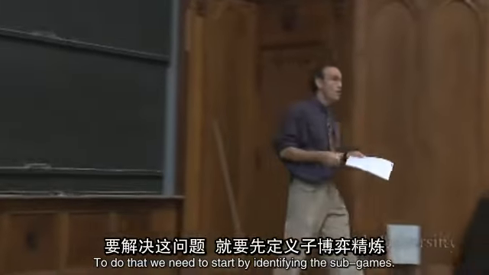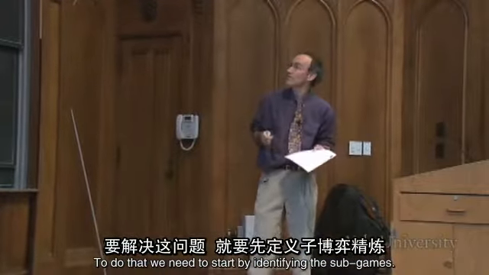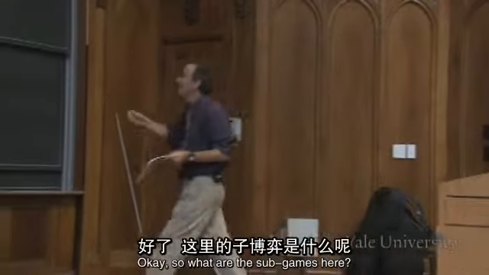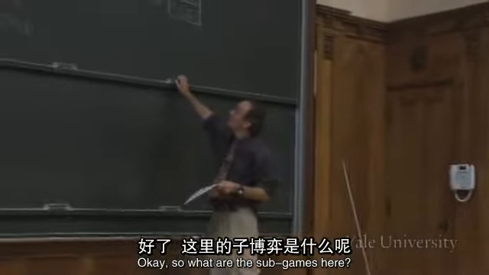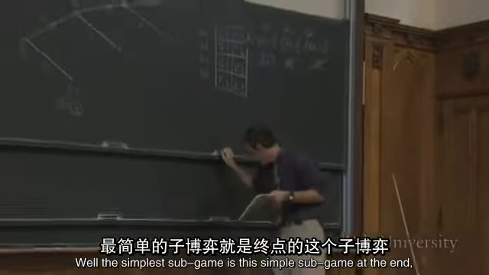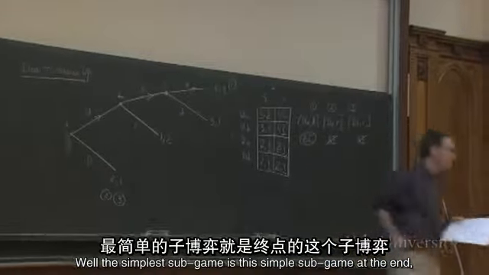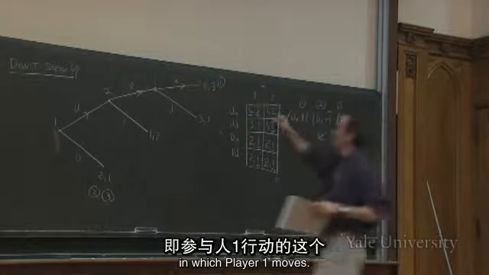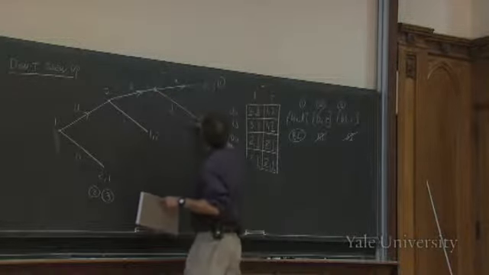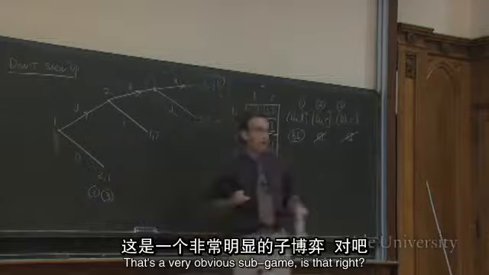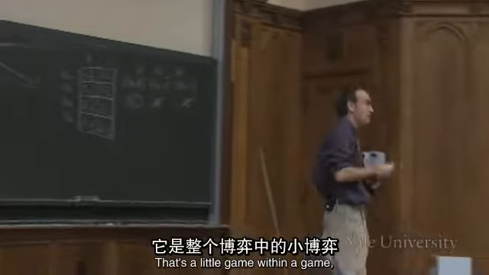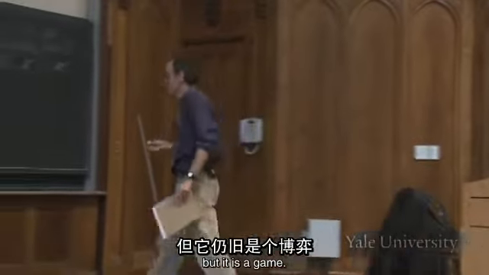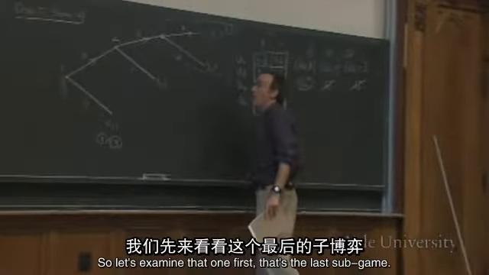All right, to do that, we need to start by identifying the subgames. And of course, having just hoisted that board up there, I have to hoist it down again. Okay, so what are the subgames here? Well, the simplest subgame is this simple subgame at the end in which player 1 moves. All right, that's a very obvious subgame, is that right? That's a little game within a game. It's a rather trivial game because it's a one-player game, but it is a game. So let's examine that one first. That's the last subgame.